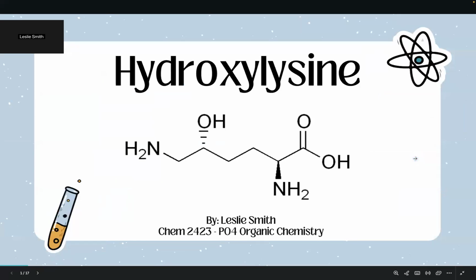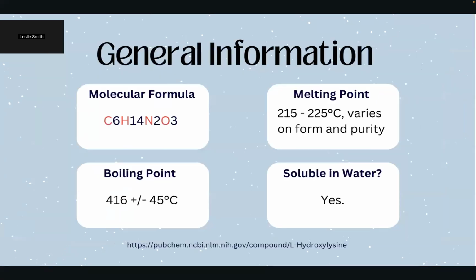Hello, my name is Leslie Smith, and today I will be analyzing the hydroxylysine molecule by using the topics I learned in my Organic Chemistry 1 class. To begin with, hydroxylysine is an amino acid that is derived from lysine, which is found primarily in collagen, providing stability, toughness, and resiliency of connective tissues.